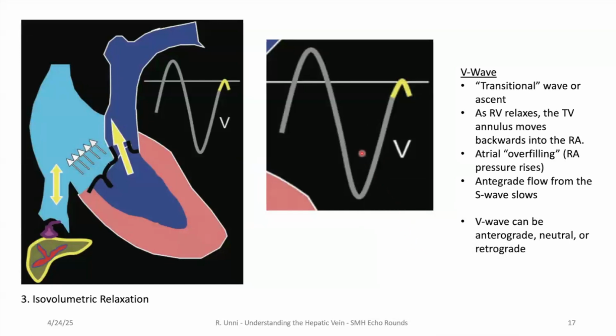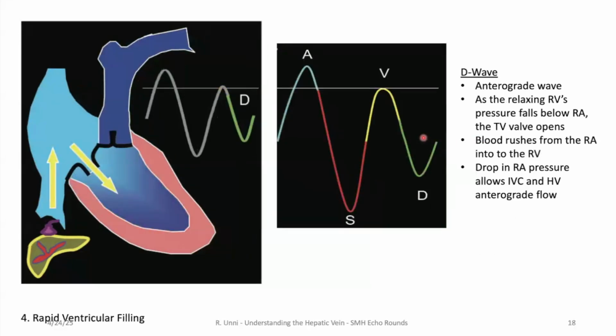Okay. So as your right ventricle starts to relax, that anterograde flow from the S wave down here slows, and you get this V ascent, or flow going backwards. Now the height of that V wave can be either anterograde, it can be neutral, or it can be retrograde. But that initial upwards wave after the S wave is called the V wave.